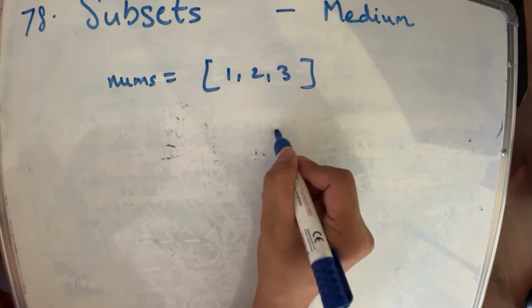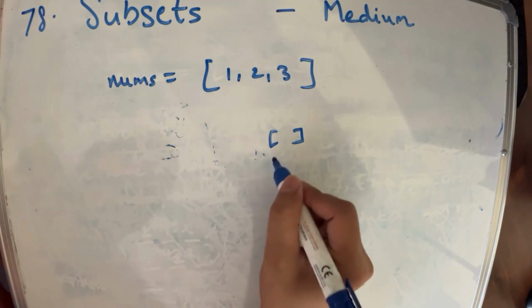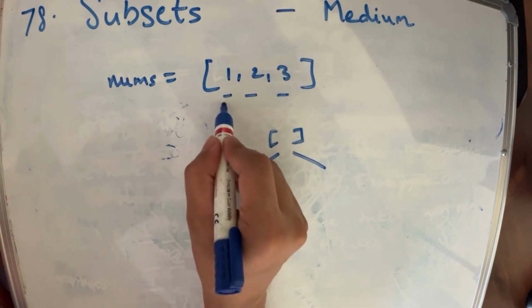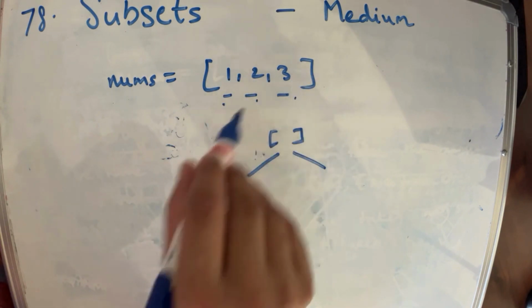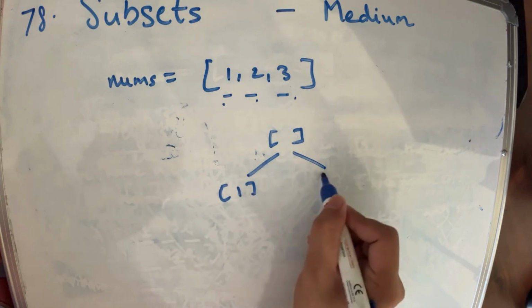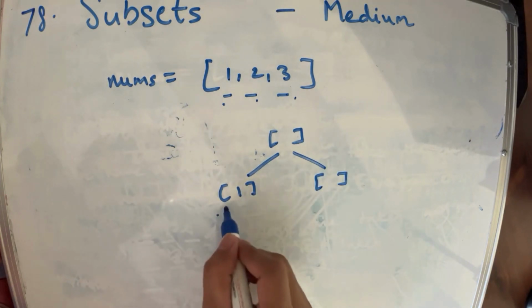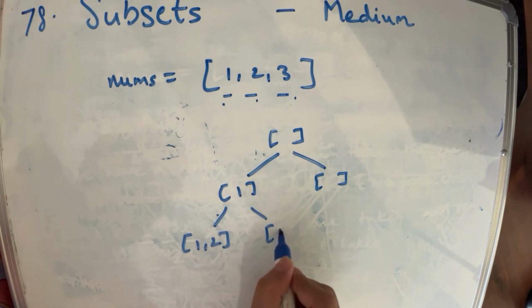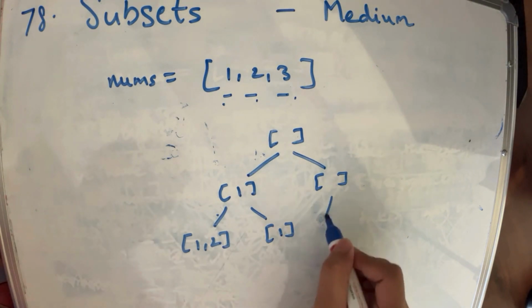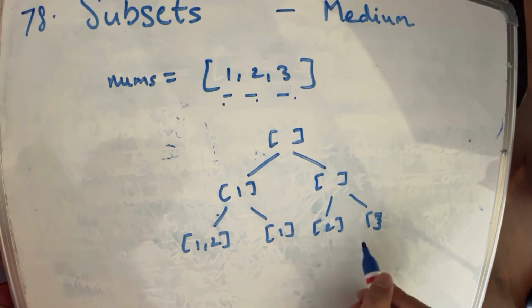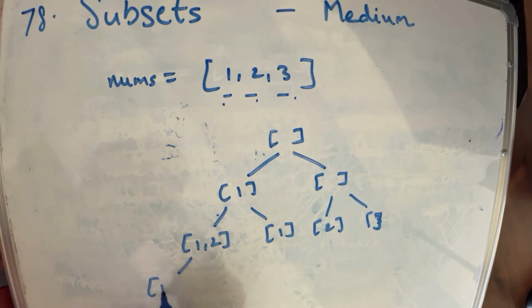So let's say we start with nothing. Then we have two choices at every index. We start from index 1, then 2, then 3, because 3 is the length. So let's start with 1. We either take the element or we do not take it. Then we either take the second element or we do not take it. Same again, we take the second element or we do not take it. Then we either take the third element or we do not take it.